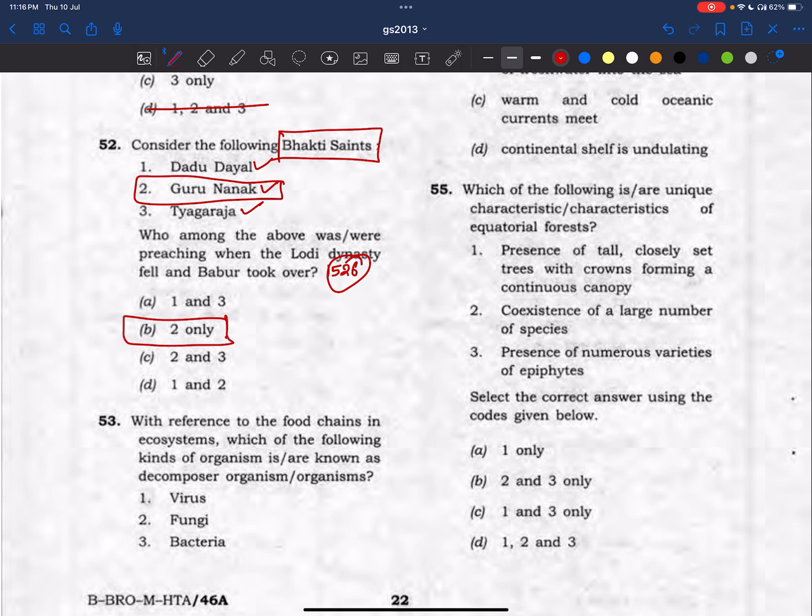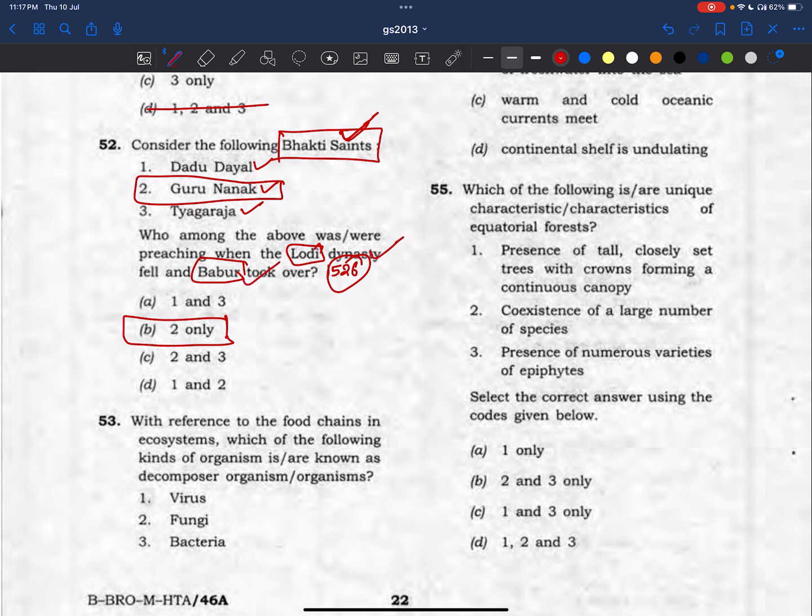This is very simple, friends. Tyagaraja and Dadu Dayal, I think, were earlier Bhakti saints, and Babur came later, I think so. I don't remember the centuries correctly, that's why I'm telling this. Answer is B. And let's make notes on Bhakti saints and also see Babur, the Mughal dynasty, Lodi, Delhi Sultanate. So definitely we should know the correct chronology and basic dynasties and from where to where they ruled, all these things. I'll definitely make notes on this.